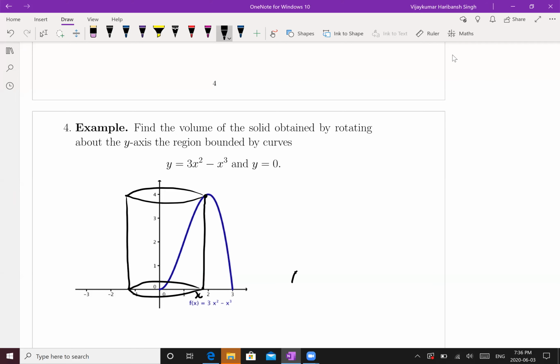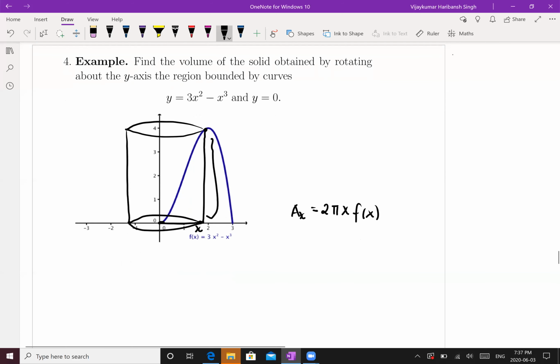So what is your A of x? The area of the shell is going to be the base perimeter, which is 2 pi x, times the height, which is given by f of x. Right? So therefore, the volume is adding all these shells up. So going from where to where? 0 to 3. So 0 to 3, 2 pi x, 3x squared minus x cubed dx. So this is the volume of your cylindrical shell.